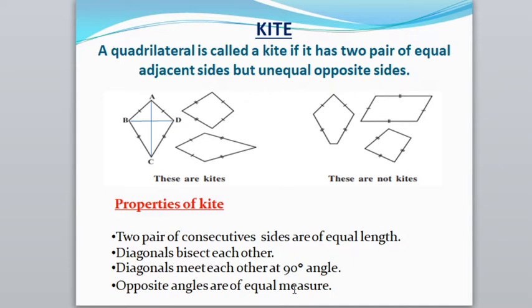Then the next one is that opposite angles are of equal measure. So in the kite, angle A and angle C are opposite angles, and angle B and angle D are opposite angles. And here it is given that in a kite, opposite angles are of equal measure.